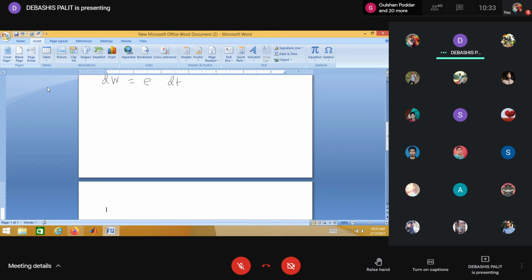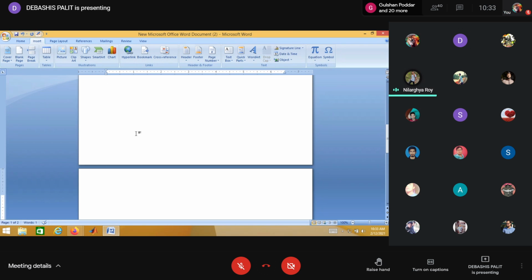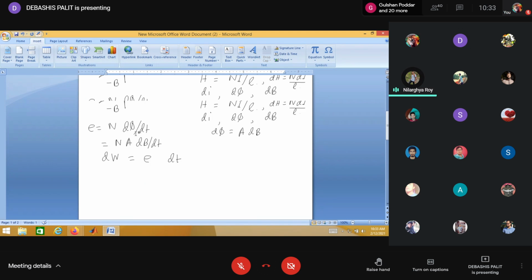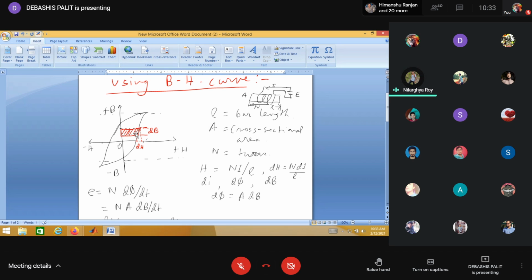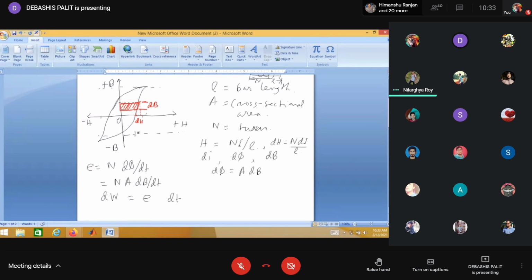Sir, H is the instantaneous magnetic field intensity, right? As the current is instantaneous. Yes, and the current is instantaneous. For current I, the magnetic field intensity is H. The actual magnitude is Ni by L, whatever current is there. N and L are constant and I is instantaneous, so H will also be instantaneous. Whenever I is instantaneous, then H will be instantaneous.